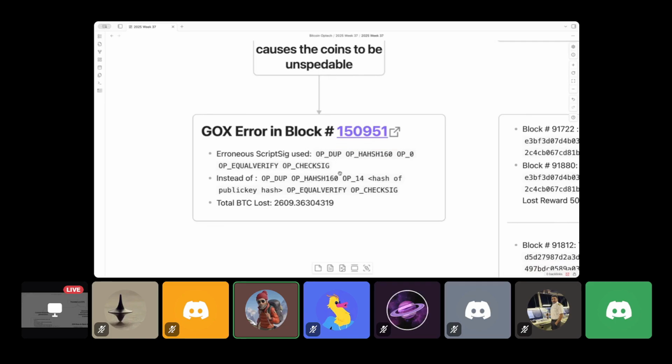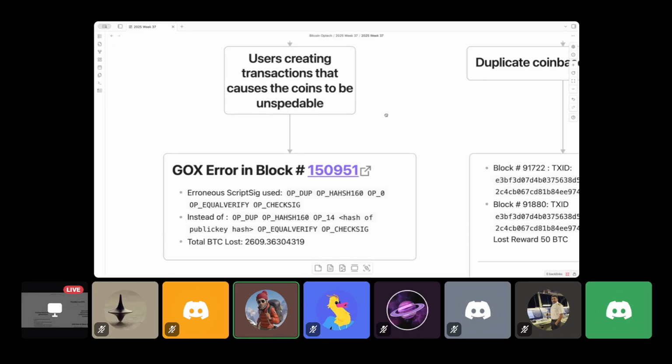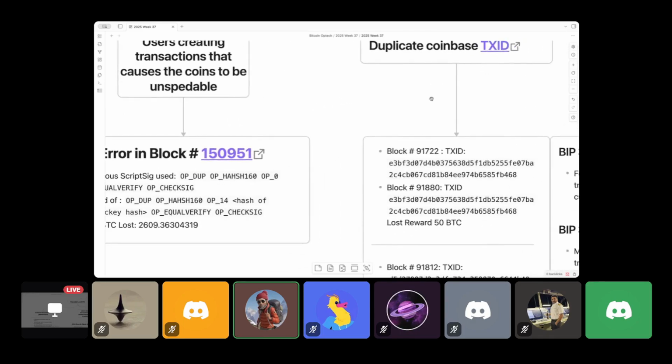This went on, and the exchange did not notice until this block was filled with a bunch of these transactions, and this led to close to 2,600 BTC being lost. Of course, I think this happened somewhere in 2013 or 14, I'm not sure. So this is how close to 2,500 BTC got lost in the Mt. Gox error.